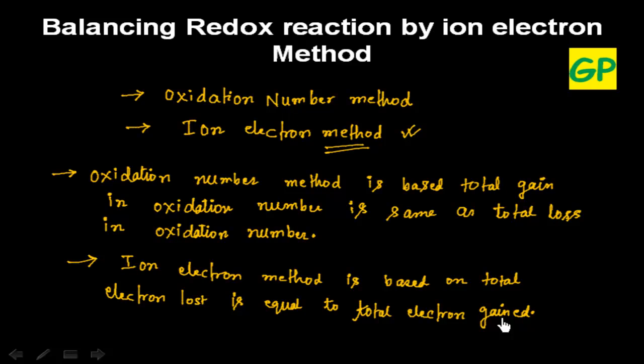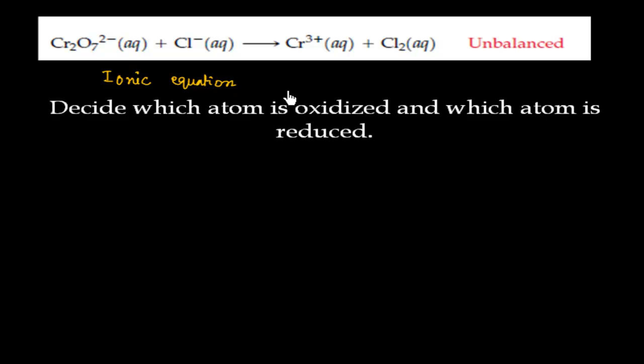So let us say we have an example. Let us say we want to balance this equation. This is a half reaction given in ionic form, so we have ions. This is the ionic equation, and we want to balance it. So what is the first task to balance equations? The first task is to decide which atom is oxidized and which atom is reduced.